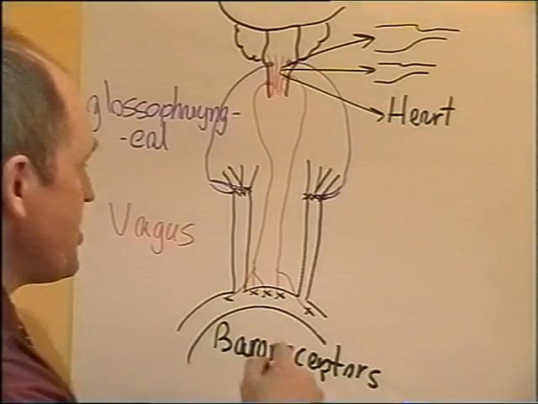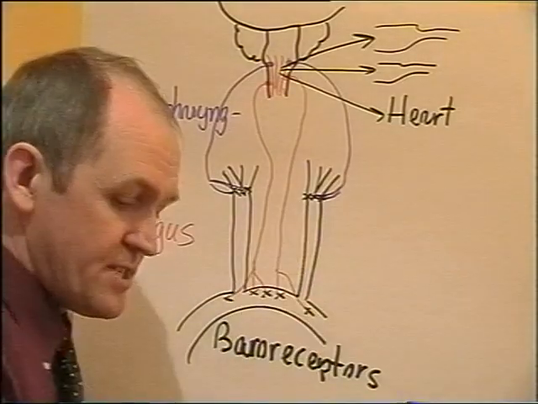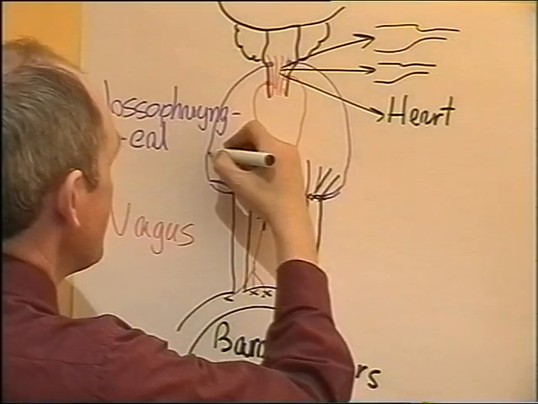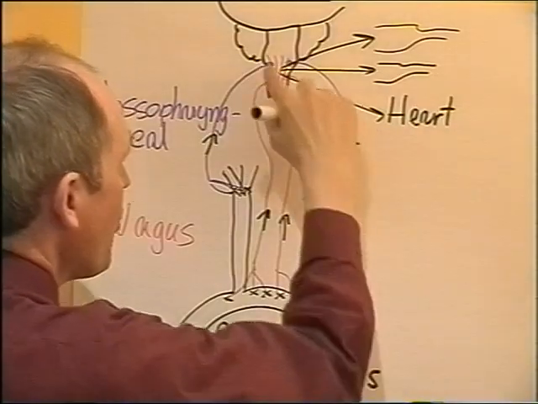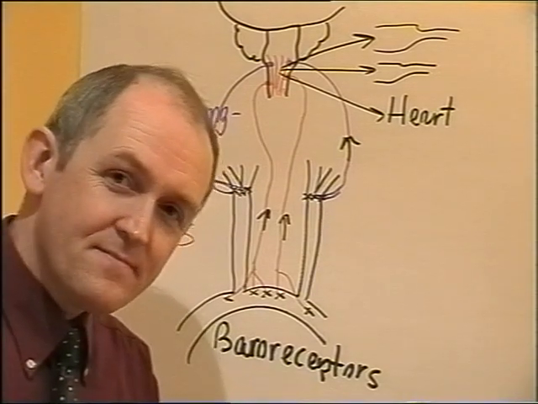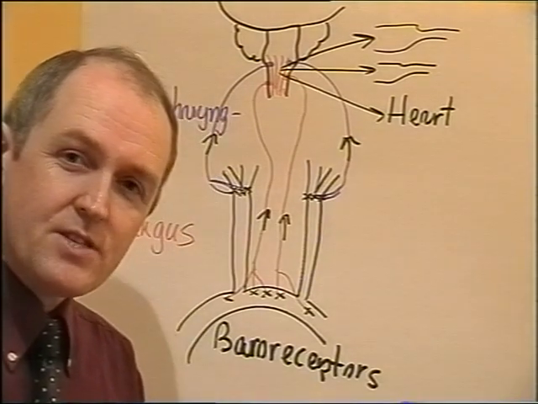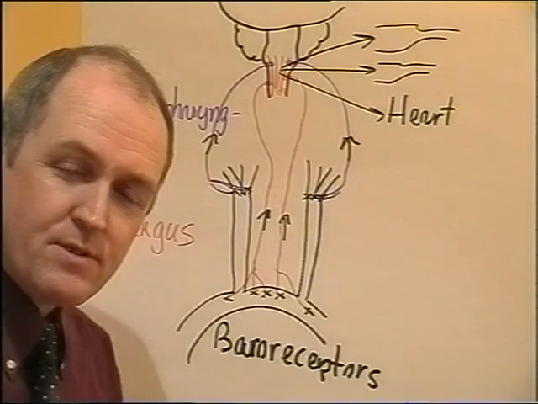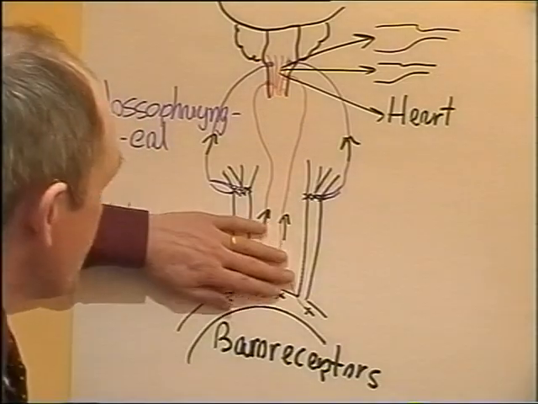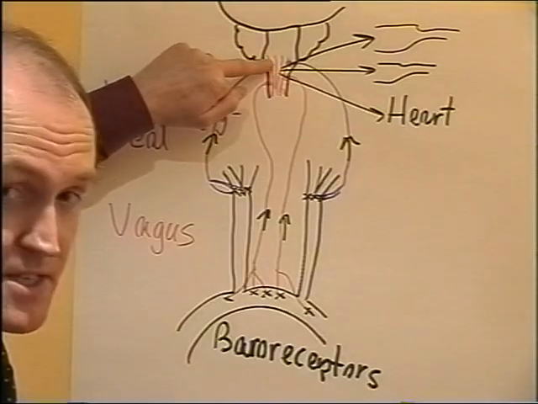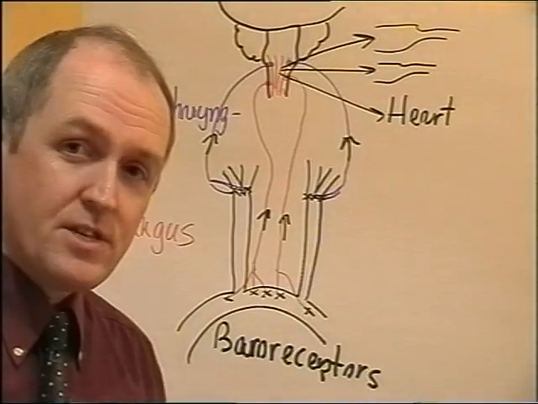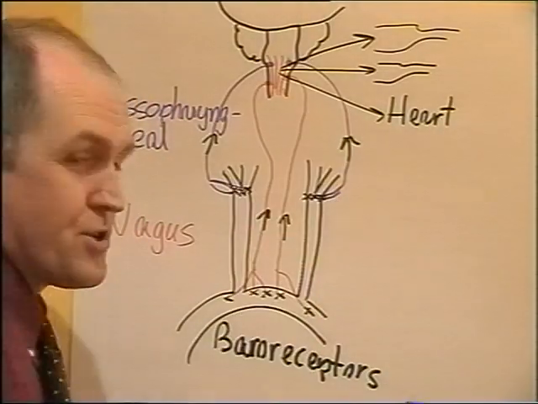Now, all the time there's pressure in the aorta and the carotid arteries, there are going to be impulses going up the vagus nerve and up the glossopharyngeal nerve towards the vasomotor centre. And the higher the blood pressure, the more nervous impulses are going to go from the baroreceptors to the brainstem. So when the blood pressure is high, there are going to be a lot of impulses going up to the brainstem. When the blood pressure is low, fewer impulses go from the baroreceptors to the brainstem.